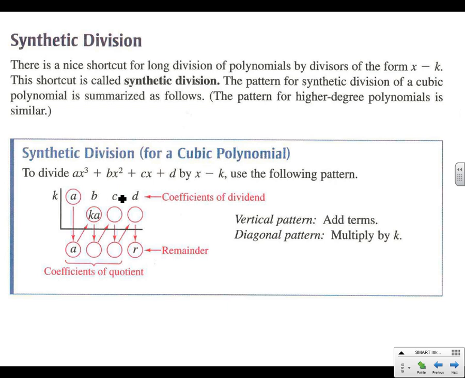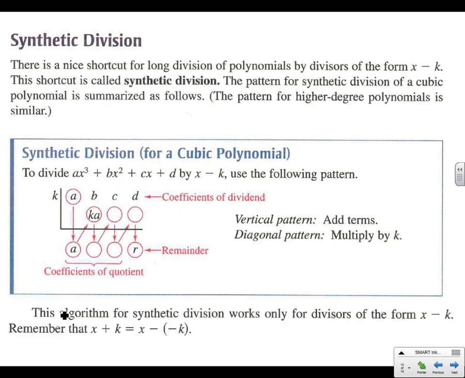And it's set up like this, okay? All the coefficients going all the way across, including zeros if you need them. k is on the outside. You're going to bring a down and multiply k times a, multiply on the diagonals, add down. Multiply the diagonals, add down your last numbers, the remainder. All right? And this also works for x plus k. Just remember that your number is going to be the opposite. Right? We've seen this for transformations, moving things sideways.